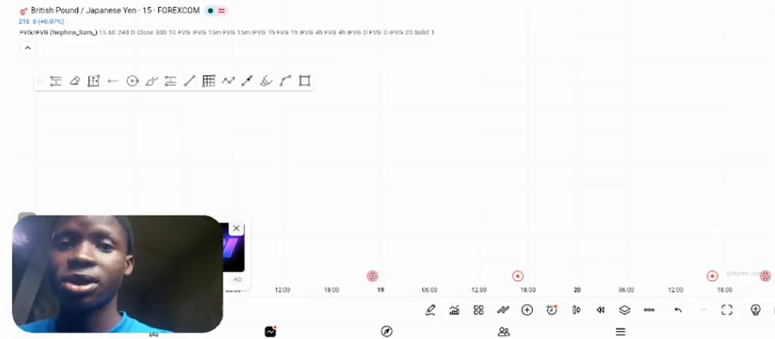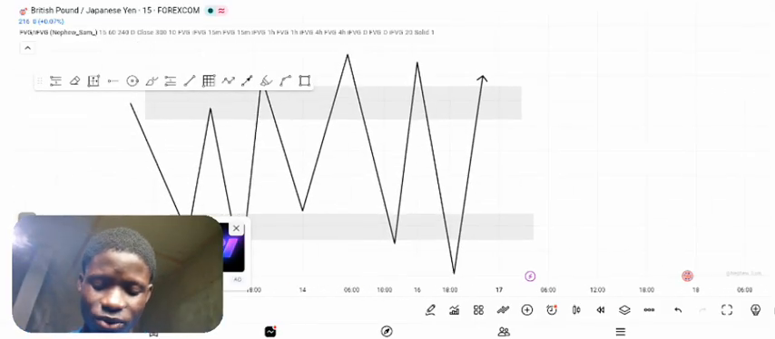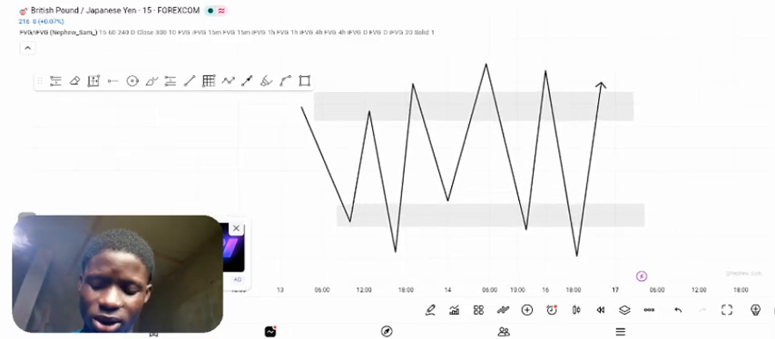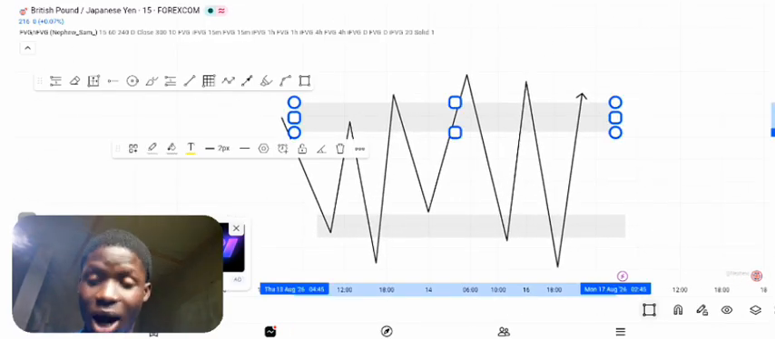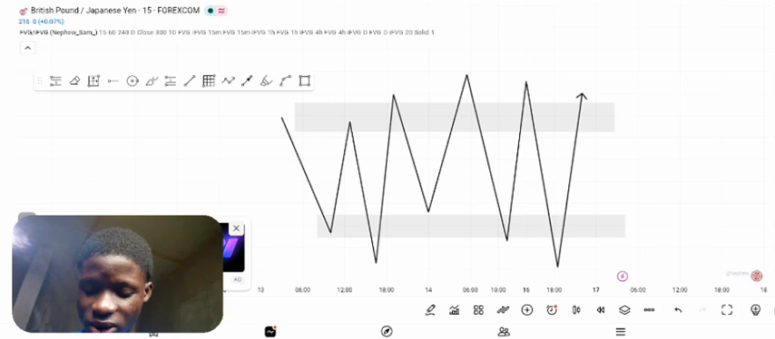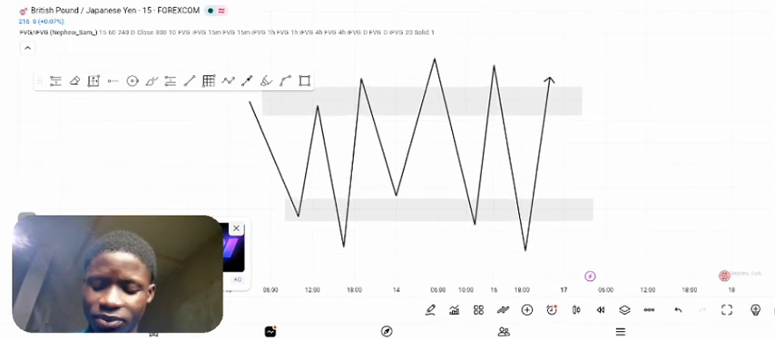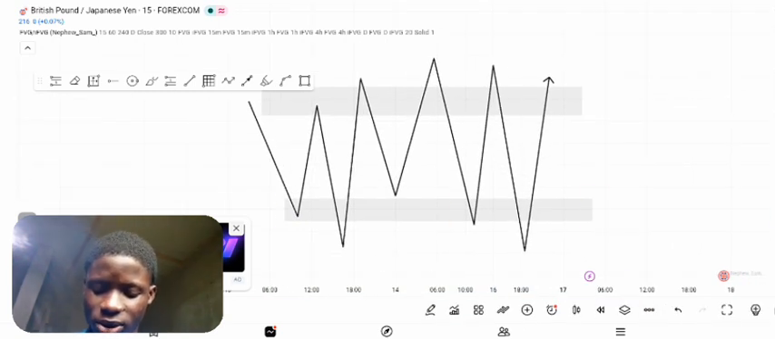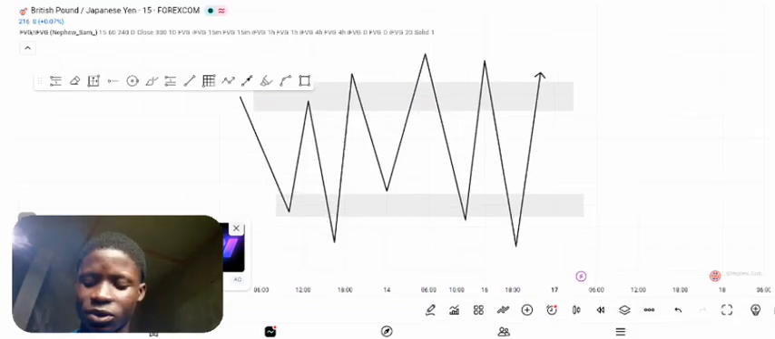On this place now, let us give an example. Let me set my camera very well. This is an example. We have this ranging. This is support and resistance. Here is support and this is resistance.